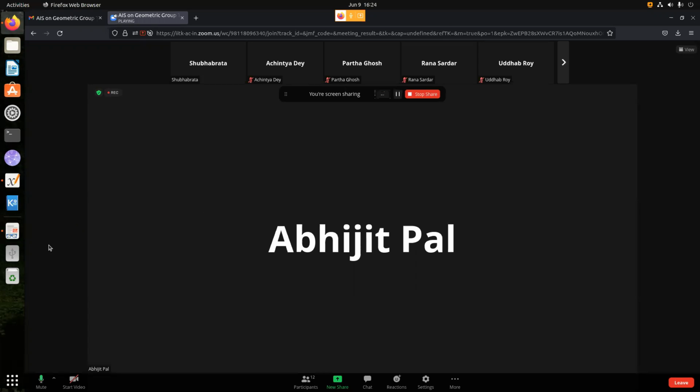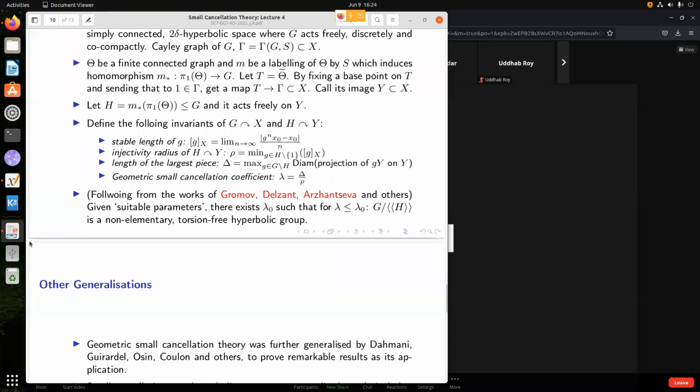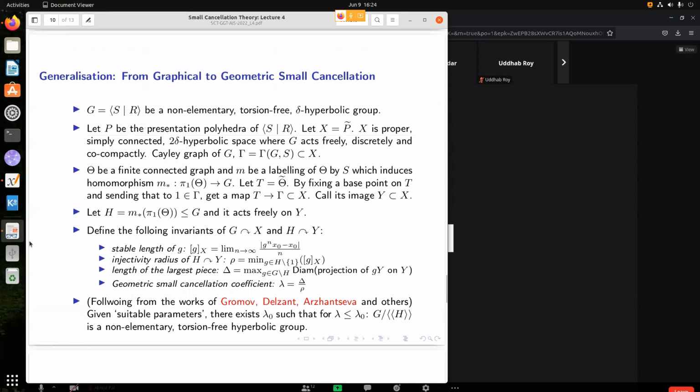Yes. So now what we do is, let theta be a finite connected graph, and M a labeling of theta by the generating elements here. That will induce a homomorphism from pi 1 theta to what? We are labeling it by S, so it will go to G, right?